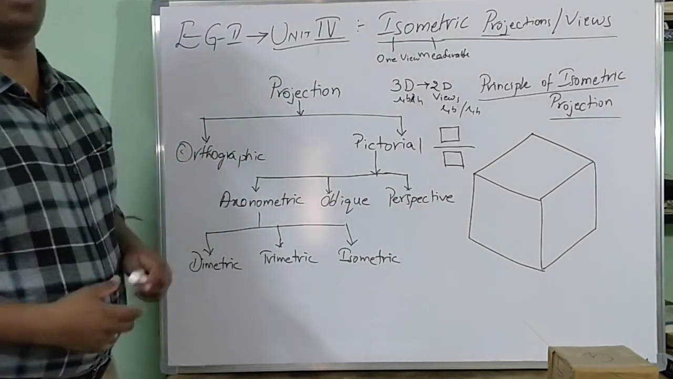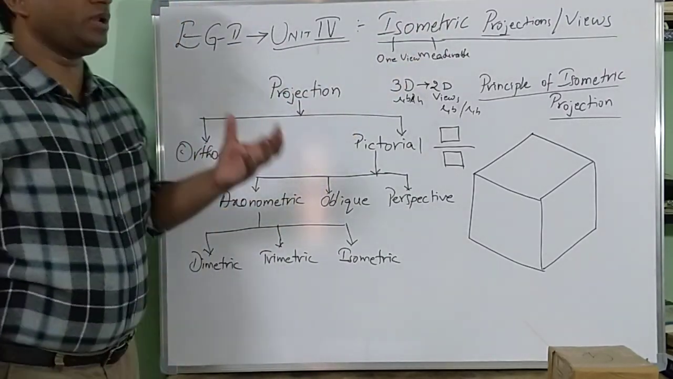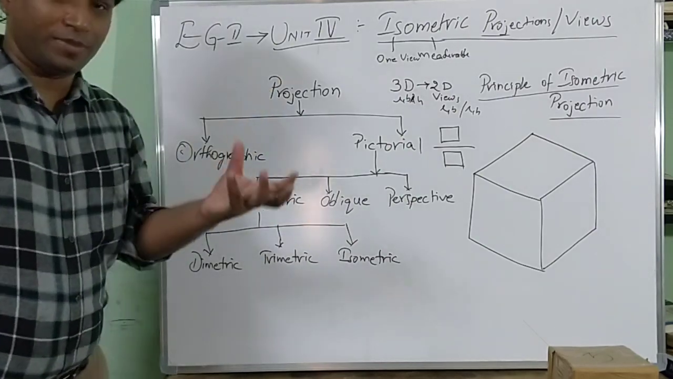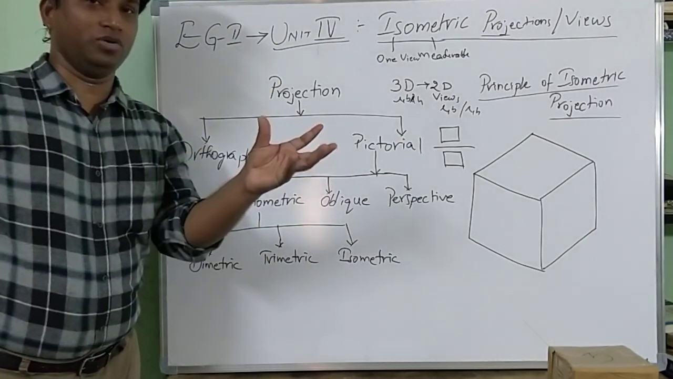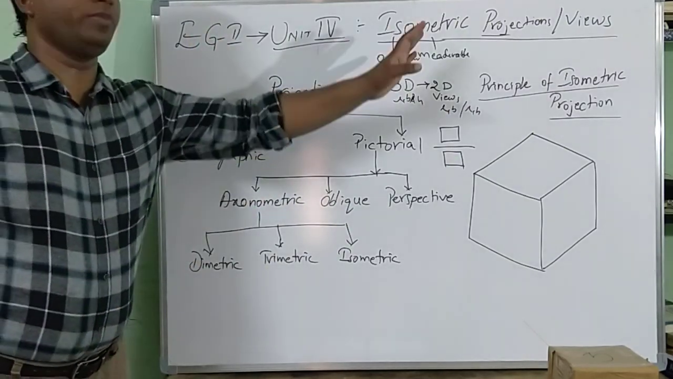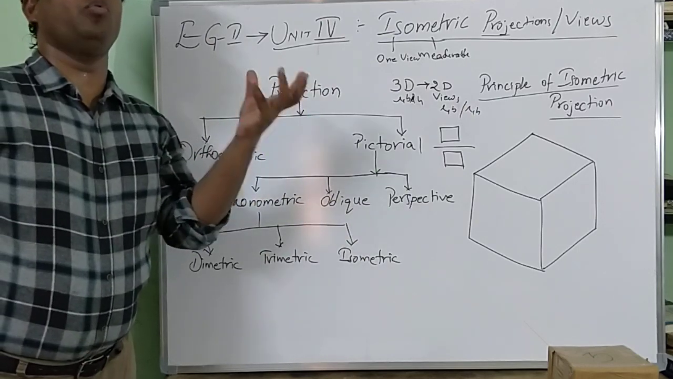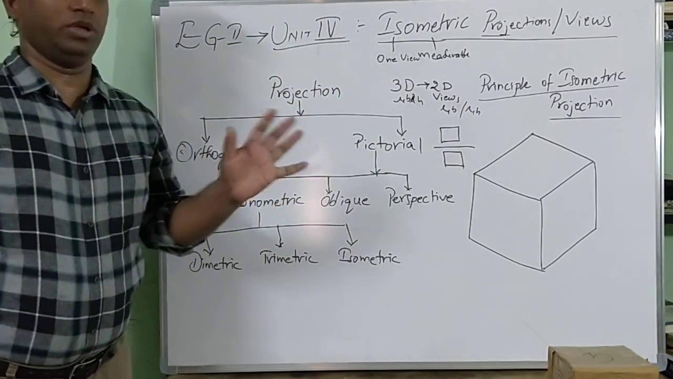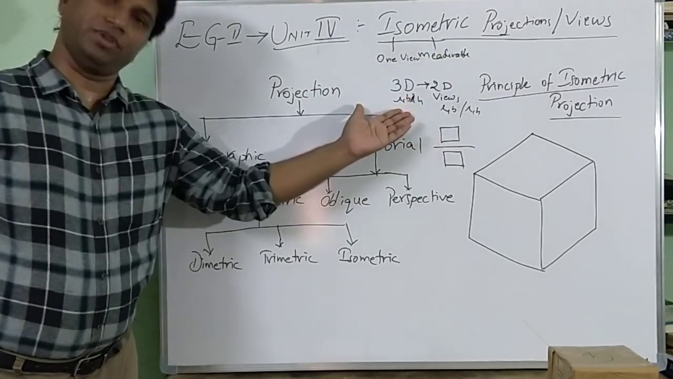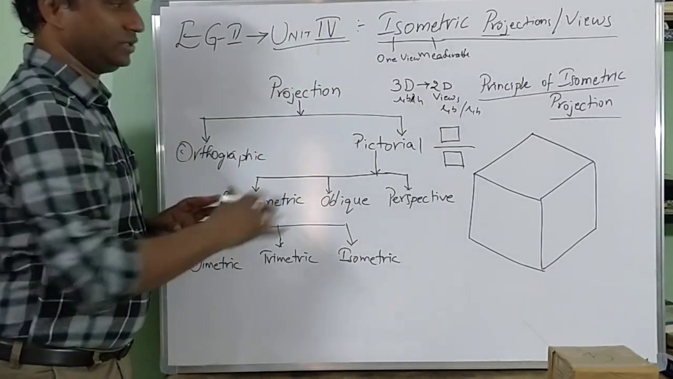So there comes our concept called isometric projections. The isometric projection concept tells us about showing a three-dimensional object in one view which is measurable. That is the simple meaning: isometric projection is showing a three-dimensional object in one measurable view, which consists of three dimensions, length, breadth and height. Is it clear? That is the simple definition.